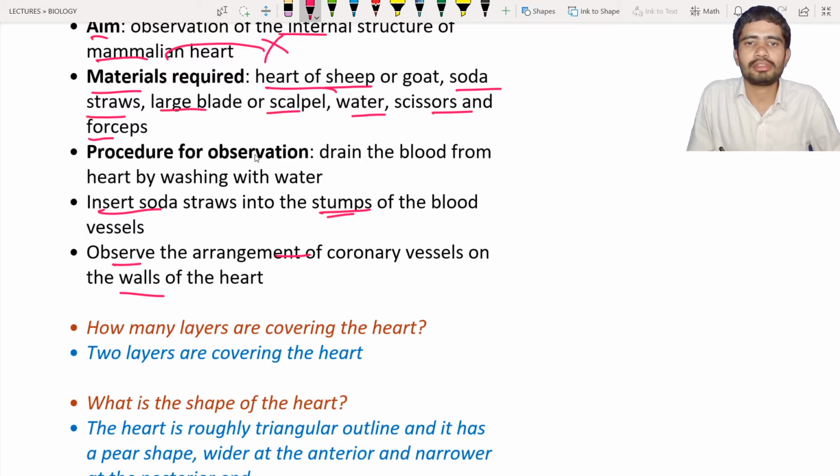What is meant by coronary vessels? The term coronary refers to the heart, or cardiac refers to the heart. So here the coronary means it is relating to the heart. Vessels means these are the blood vessels. Hence we can summarize that the vessels that supply blood to the heart are known as coronary vessels, or the blood vessels on the heart are known as coronary vessels.